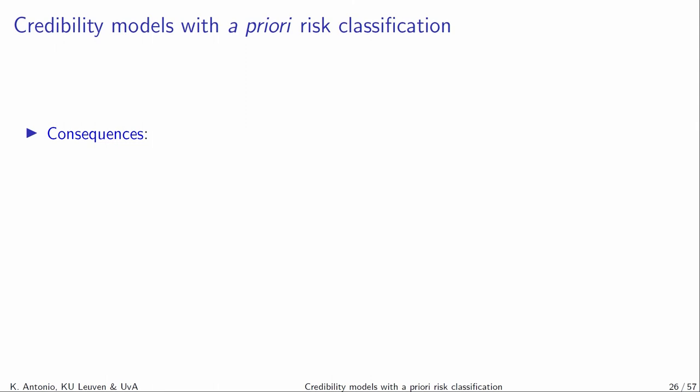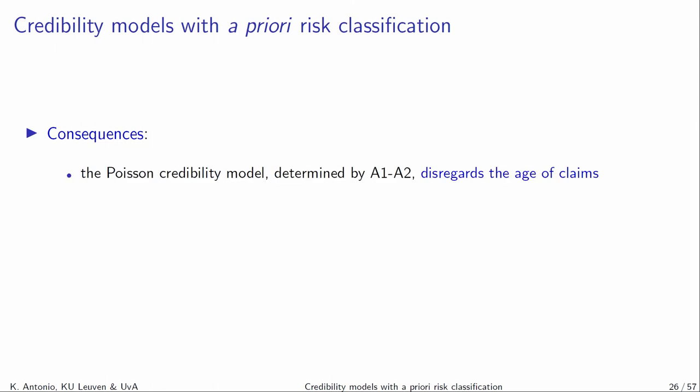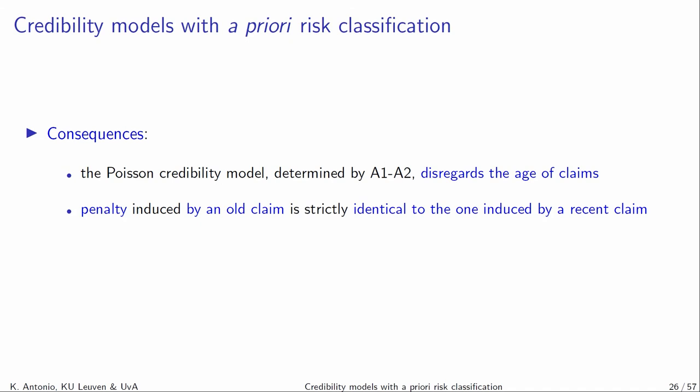So what are the consequences? As we already discussed, we disregard the age of claims. A penalty induced by an old claim would be similar to the one induced by a recent claim. We don't distinguish based on the recency of claims. And of course, commercially, that may not be such a good idea. That's also why we'll have this bonus malus scale, where the number of claims reported in the previous period will determine the number of steps we take in a bonus malus scale.